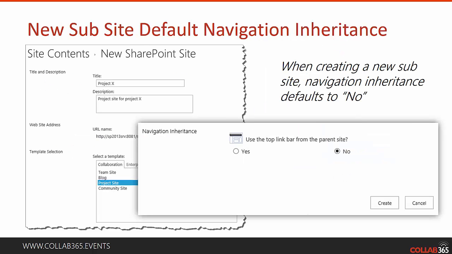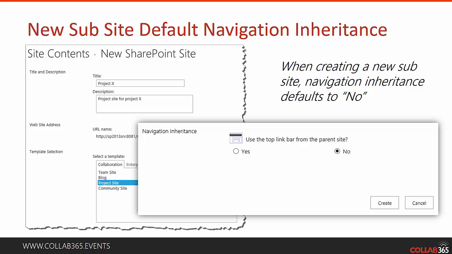When you create a new subsite, by default, the navigation inheritance is set to no. So what does that mean? So you go to create a new subsite, and on the left screenshot there, you can see we're creating a new project site. You scroll down to the bottom of that page at the very bottom, and there's a section called Navigation Inheritance. Use the top link bar from the parent site. That is set to no by default. So what happens if you set that to no? Well, then you have just kind of branched this site away from all the other ones, and the only link you see at the top is the link to your new site. You lose your global navigation.